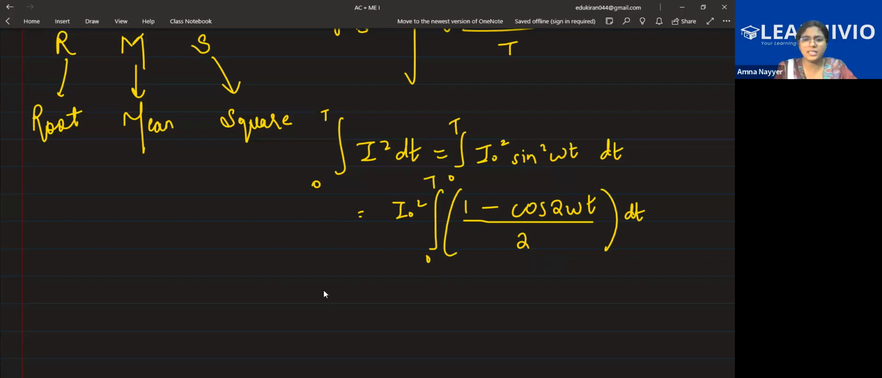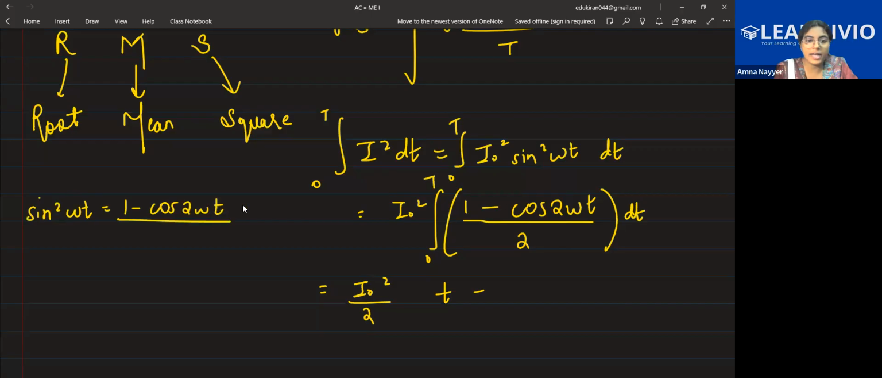Let's bring this 2 out. So I naught square by 2, this is already out. This is not integrated yet, class. This is an identity. The integration has not been done yet. That's why I'm saying, remember it: sine square omega t is equal to 1 minus cos 2 omega t divided by 2. This is an identity, so it's better if you remember it.